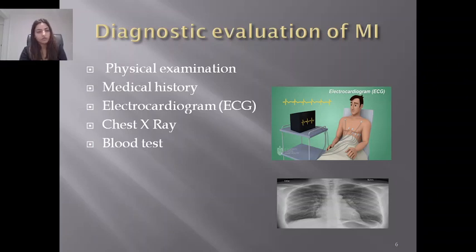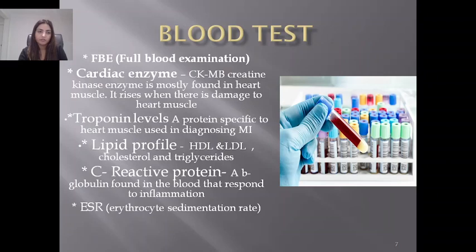Physical examination includes the vital signs, that is temperature and blood pressure, medical history, electrocardiogram, ECG, chest X-ray, and blood tests. Blood tests include the full blood examination, known as CBC, the complete blood count, that will check the number of red blood cells, white blood cells, and platelets.